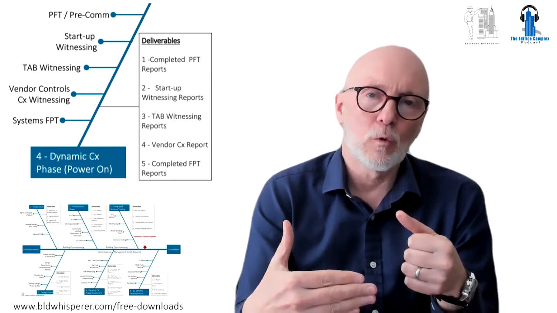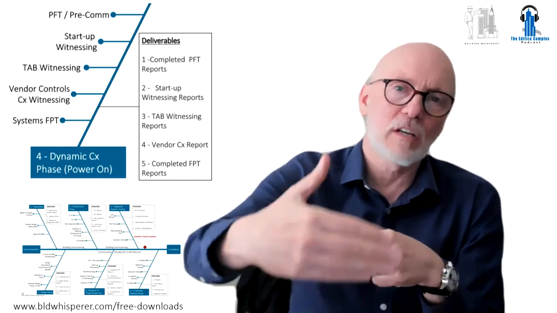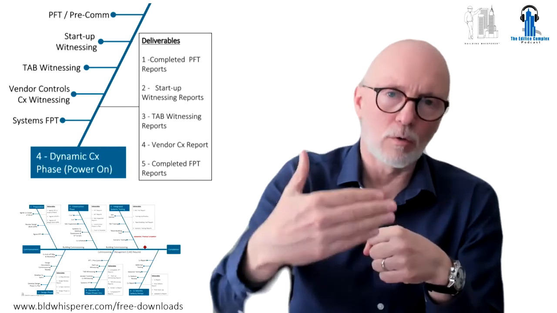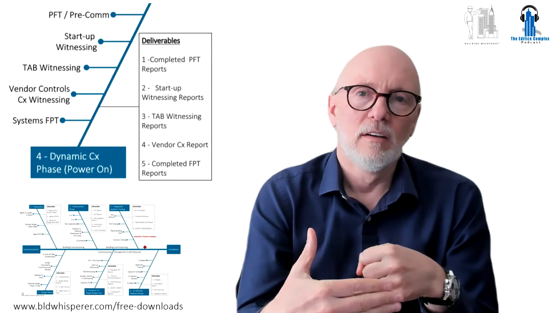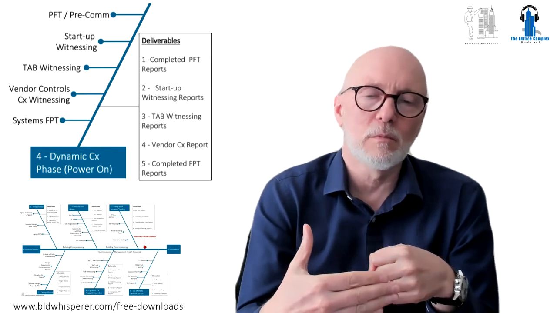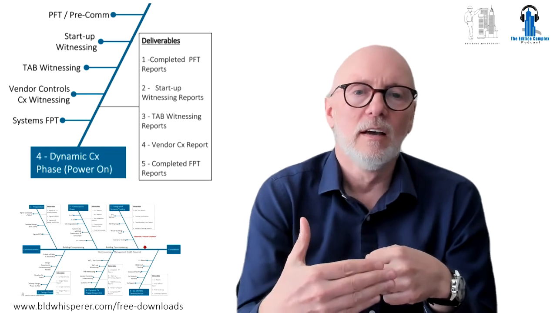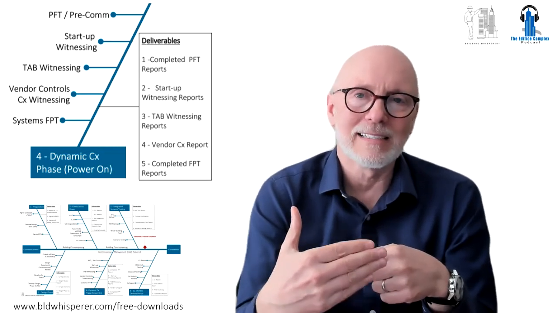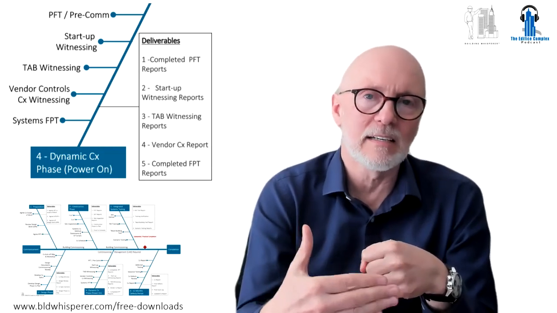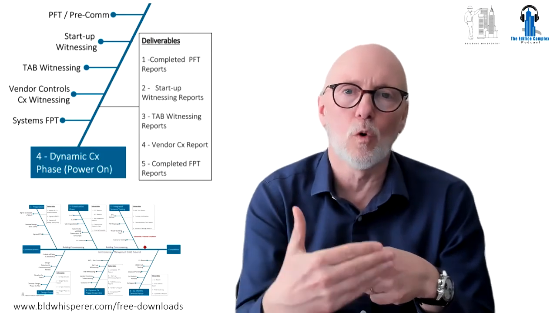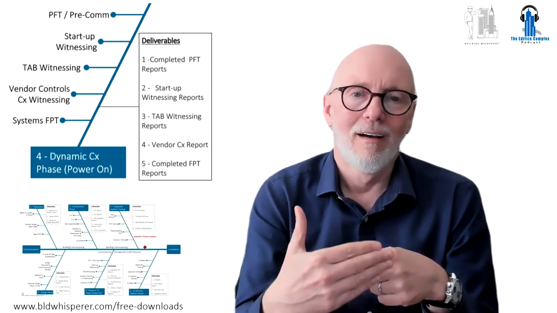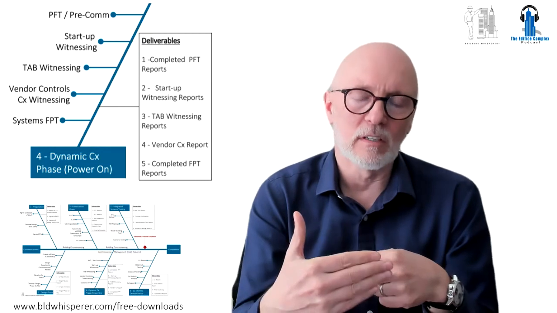So a proper functional performance test sheet has a set of test scripts that are gone through and verified. So when you are finished with task number 5, systems functional performance testing, you can put your hand on your heart and say, the system is operating as intended, is performing as intended, and you can quantify and record that performance. That is commissioning.